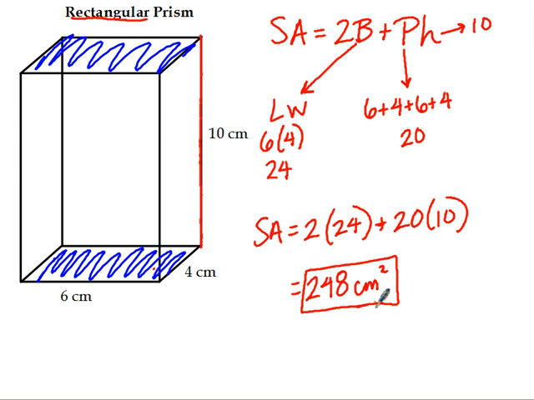So now if you would have taken the net like we had been doing, and I unfolded this box, and I found the area of each rectangle, there's 6 of them. If I would find the area of all 6 rectangles and add them all up, you would get this same thing. You would still get 248 centimeters squared. But we can use the formula now so we don't have to worry about finding all 6. So that's how we use the formula for a rectangular prism.